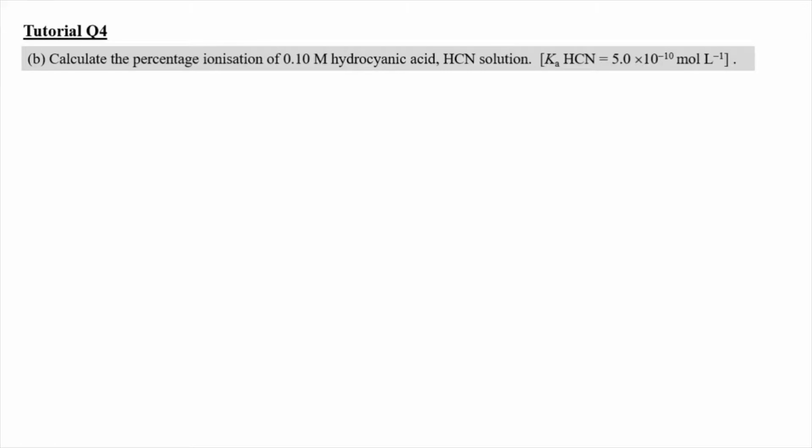And now for the tutorial question 4b, we need to calculate the percentage of ionization of 0.1 molar of the hydrocyanic acid, which is HCN solution. So the HCN solution is basically a weak acid, and it has a concentration of 0.10 molar. First thing first, we need to write the concentration at equilibrium when it is reacting with water. So the HCN aqueous will react with water in order to form the hydronium ion, which is the H3O plus aqueous, and CN minus aqueous.